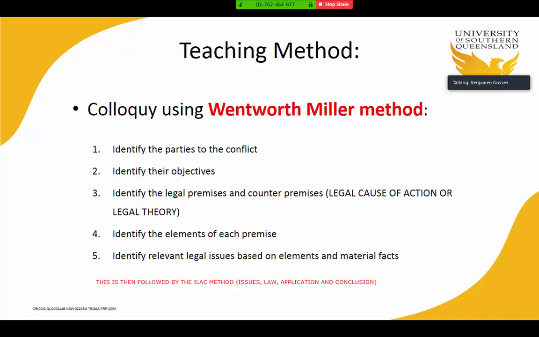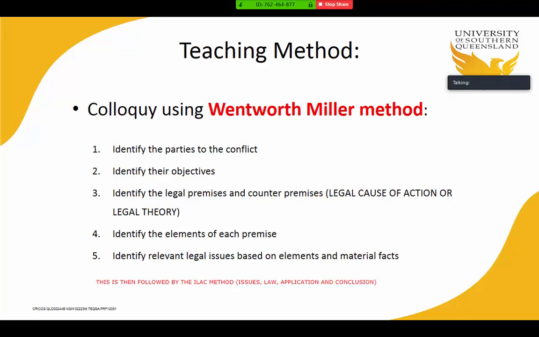The first thing is to identify the parties to the conflict. Something happened between 2 parties or more, and because of what happened, there's conflict. One party wants something and the other party wants something else. Then you have to identify their objectives. Like what? Do they want money? Do they want someone to follow through with the promises they made to them under a contract? Do they want to punish someone? Do they want to send someone to prison? That's what we mean by objectives. What do you want?